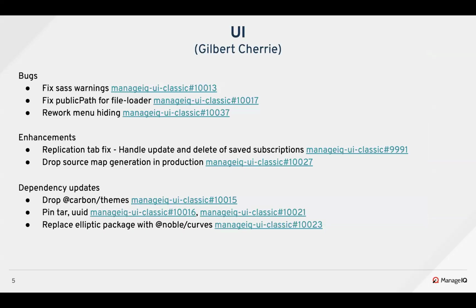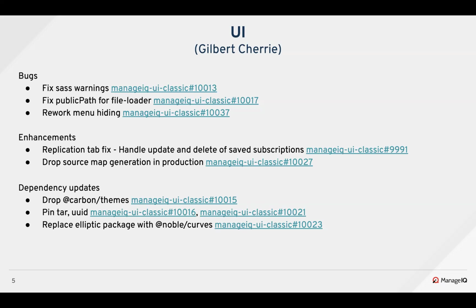Thanks, Jason. So for the UI, we had some bug fixes. Jason fixed the SAS warnings. Oswald fixed the public path for file loader. Jason also reworked how we do menu hiding. For enhancements, Elsa did a replication tab fix to handle the update and delete of saved subscriptions. And also we dropped the source map generation in production.